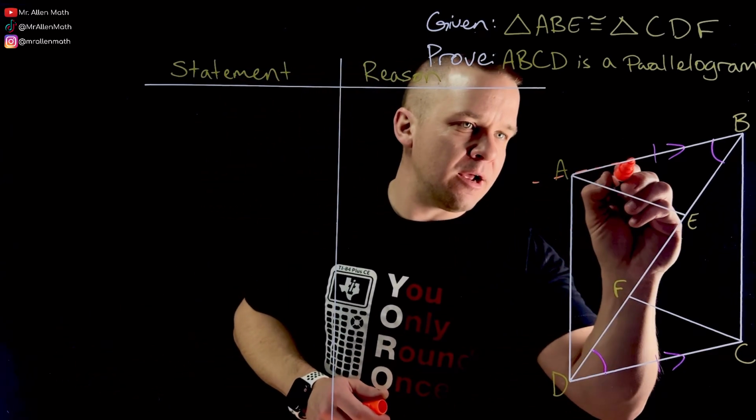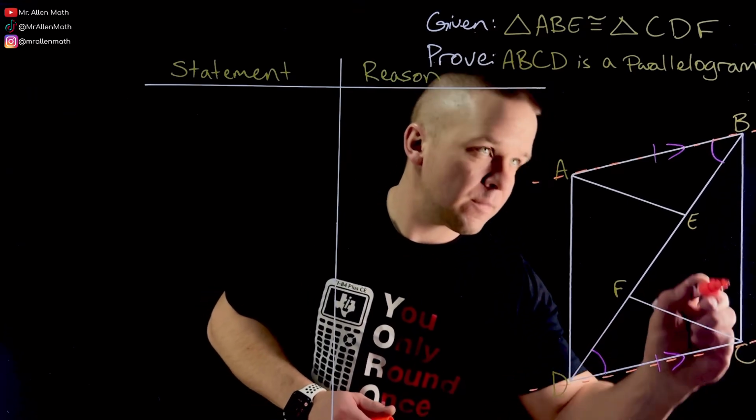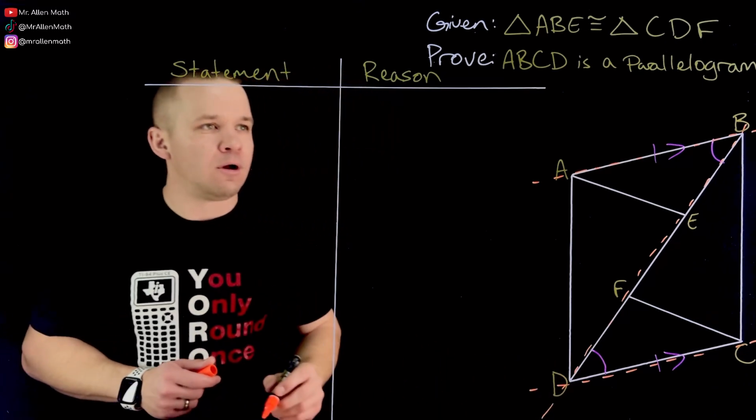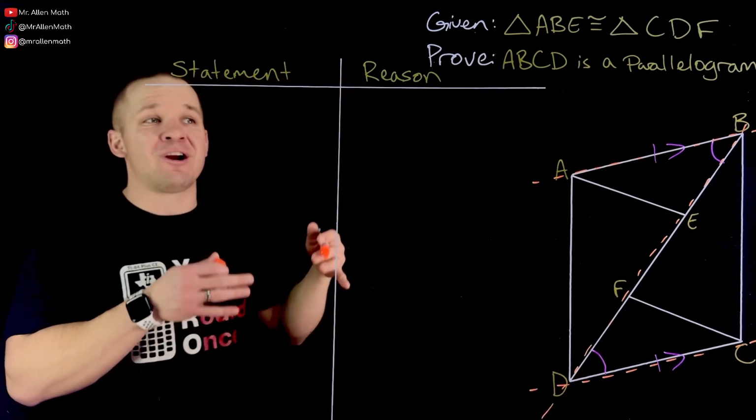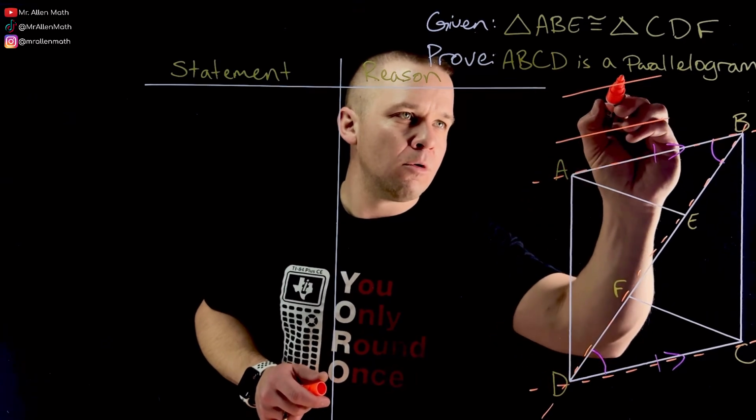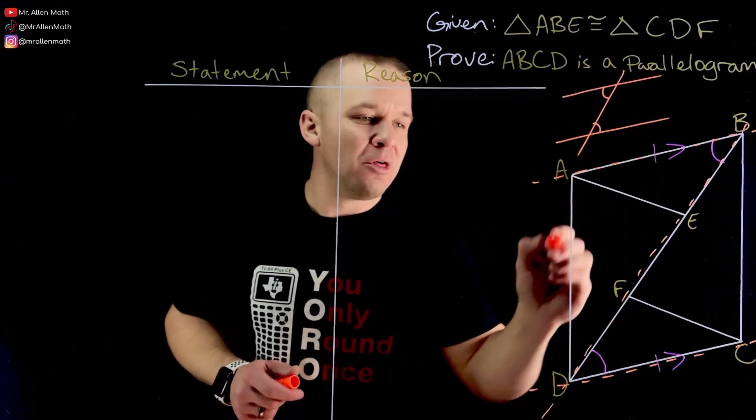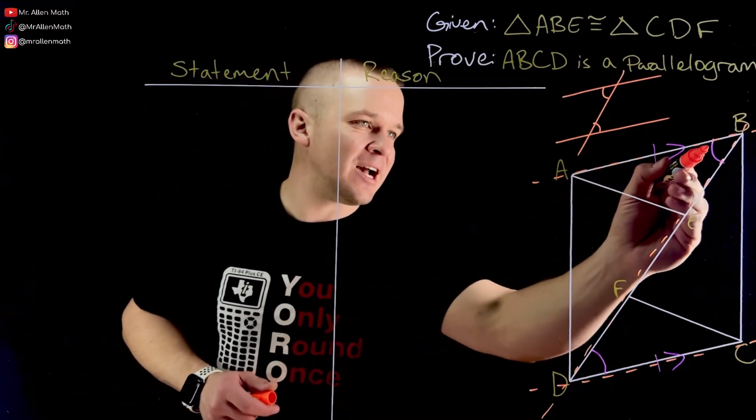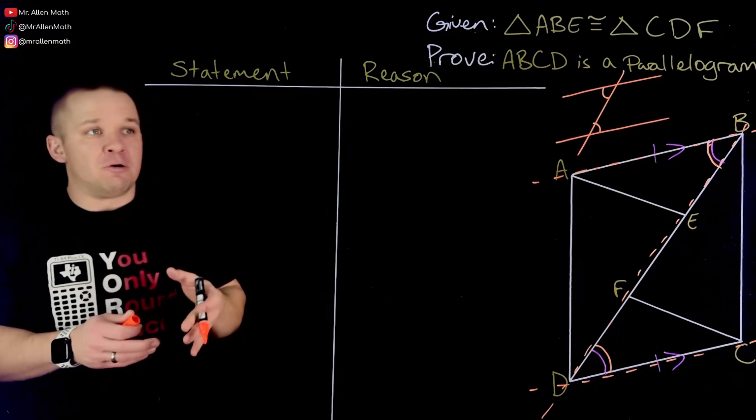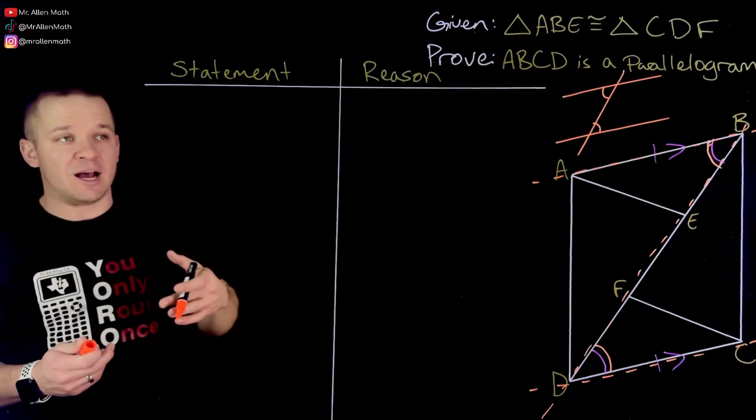This line, this line, and then this transversal all the way down, they are alternate interior angles. I'm going to draw this really small right here. Those two angles right here, that's this one and this one. So I have alternate interior angles congruent, therefore I have parallel lines.